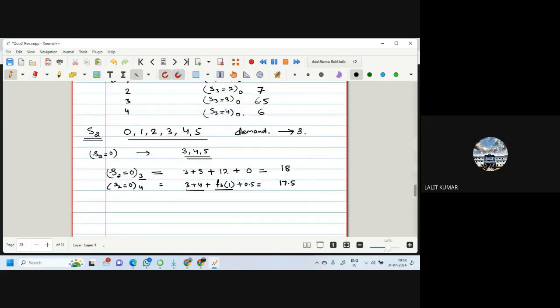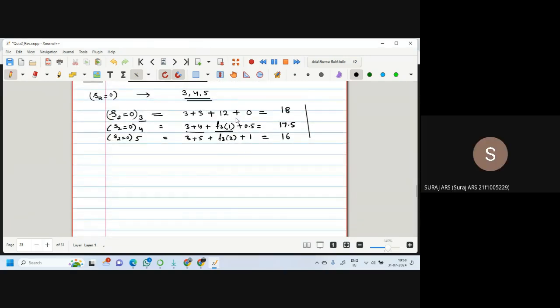17.5. Okay. Now here S2 is equal to 0. I order 5, which is the maximum. 3 plus 5, I will reach state F3 of 2. Carrying cost is 1. F3 of 2 is 7. 5 plus 3, 8, plus 7, 15 plus 1, 16. Is this clear now? Yes, clear.